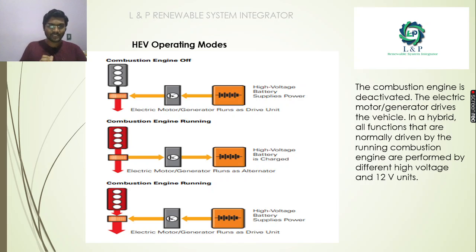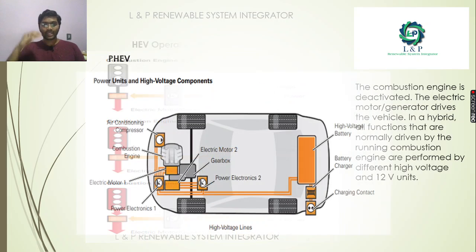And the third concept is that when the combustion engine is running, maybe the fuel is getting reduced, and if we want the drive unit, that is the electric motor, to run, we need power, so it will take the power from this high voltage battery. So this is how the HEV operating modes work.